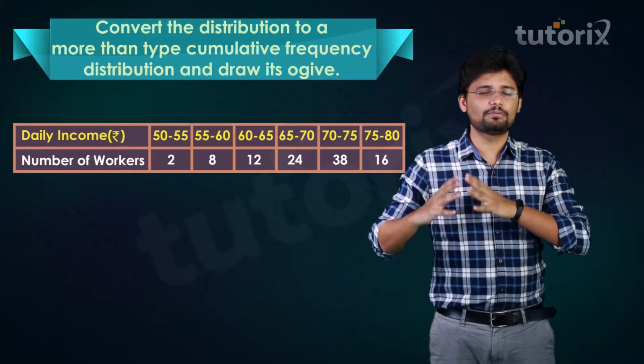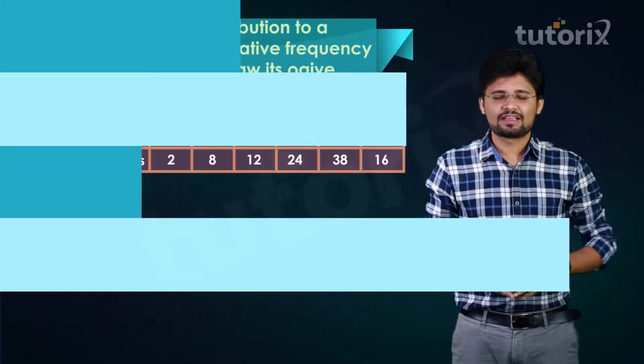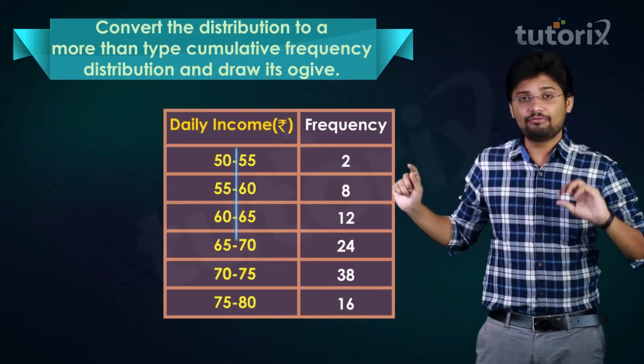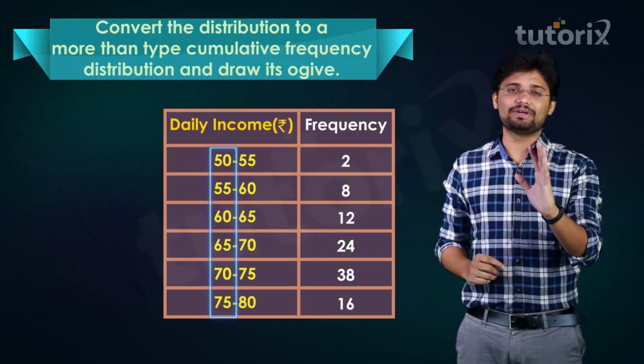Well, pause the video for a moment and give it a try. Now note that 50, 55, 60, 65 and so on till 75 are the lower limits of this grouped data.